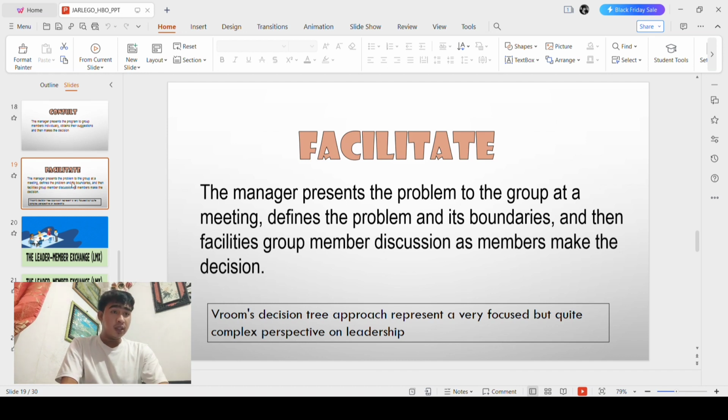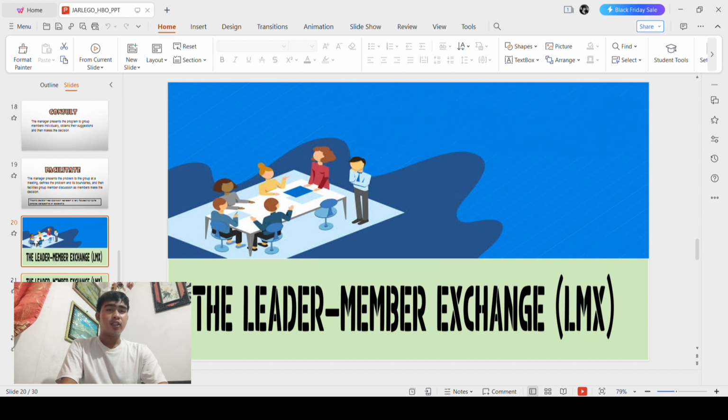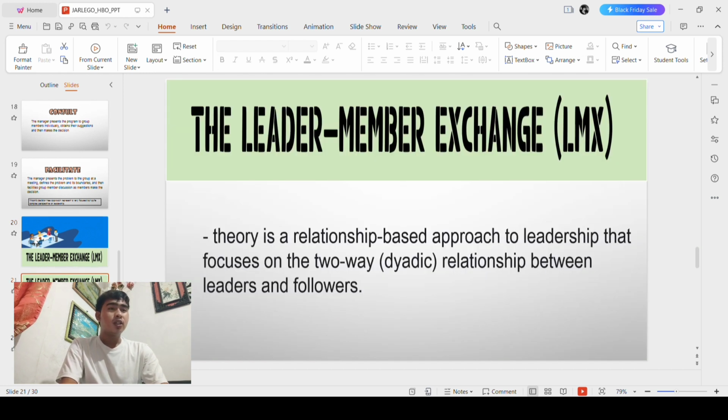So, the Vroom decision tree approach represents a very focused but quite complex perspective on leadership. Next, the leader-member exchange. So, the leader-member exchange or LMX theory is a relationship-based approach to leadership that focuses on the two-way, or dyadic, relationship between leaders and followers. In LMX theory, it is suggested that leaders develop unique exchanges or relationships with each of their subordinates rather than treating all members of the team equally.